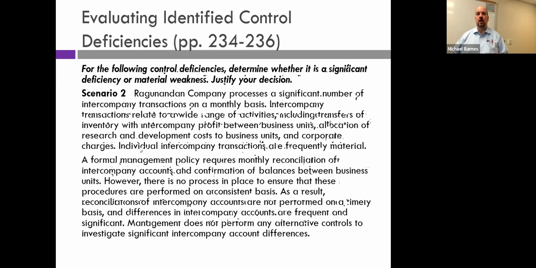But even so, say the redundant controls are likely to prevent a misstatement in this control, we would still evaluate it as a control deficiency because that would still be a control that's not working properly. It's just not likely to result in a material misstatement thanks to other controls that are in place. All right.